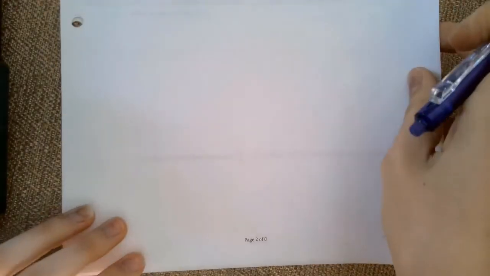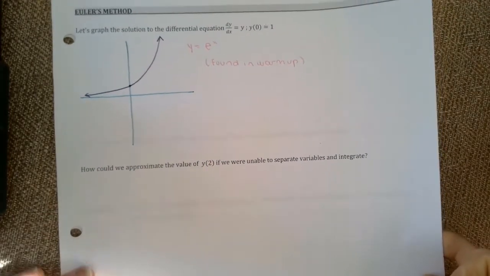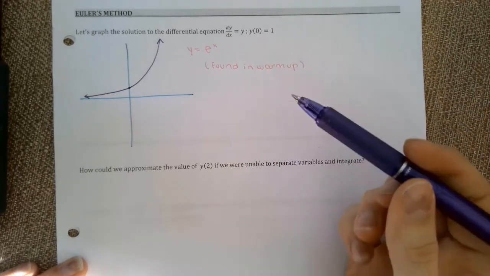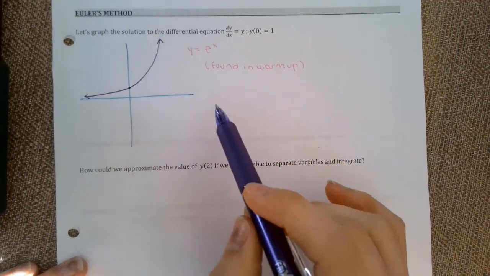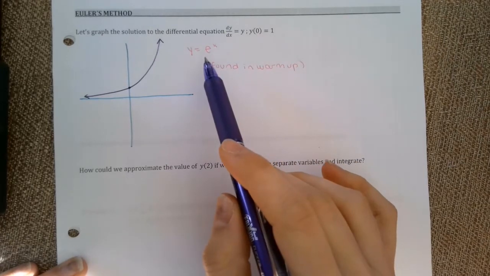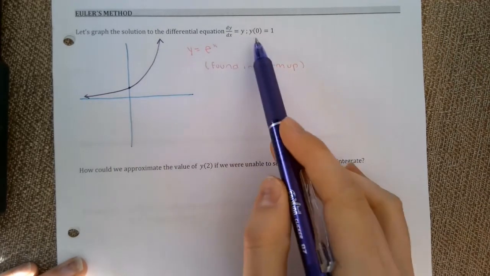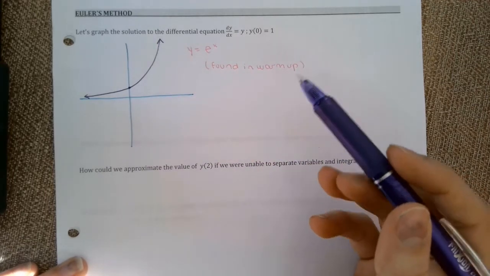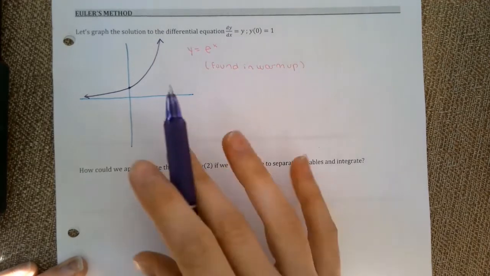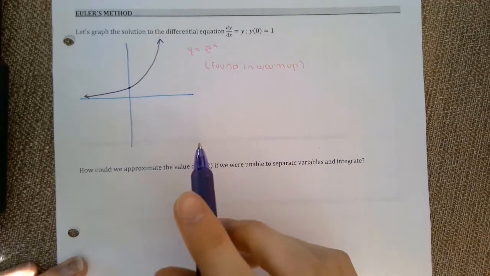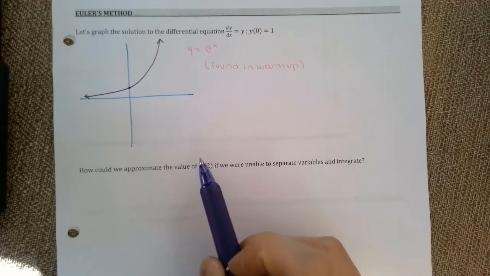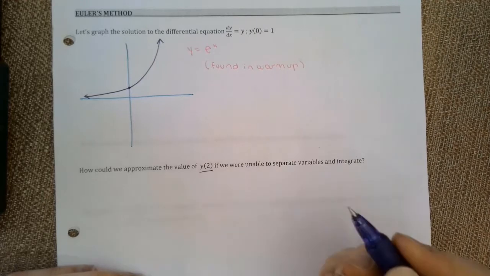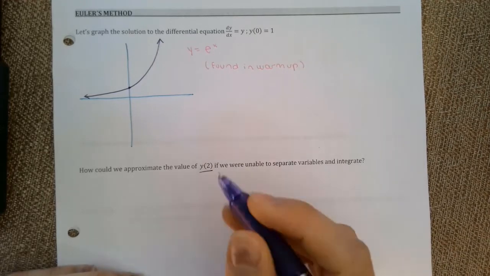All right, so to give us a reason as to why we would need Euler's method, or how to use Euler's method, the first thing I want you to do is graph the solution that we found in the warm-up. That solution was y equals e to the x. I have that graphed here and marked my initial condition 0, 1. Okay, but let's say that we couldn't have solved this in some scenario, or we would like to get a decimal approximation for an answer. How could we approximate the value of y of 2 if we were unable to find the solution?